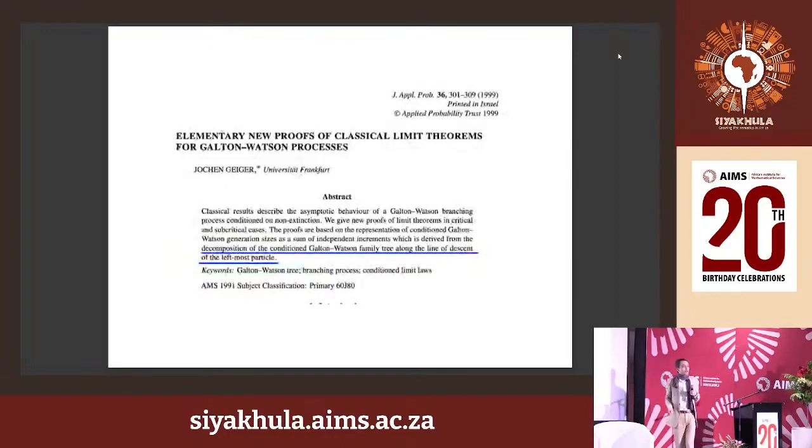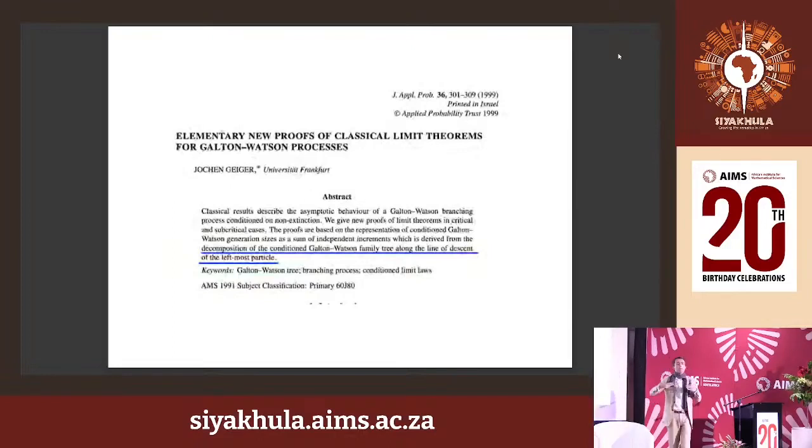Jochen Geiger, also a Frankfurt guy, and also maybe the reason why we studied this, because we know his work very well, he did the following. Most of you will know Galton-Watson processes, right? Just this process I described. An individual, after some exponential time, will either split into 2, 3, or just die out, and all its children do this independently.